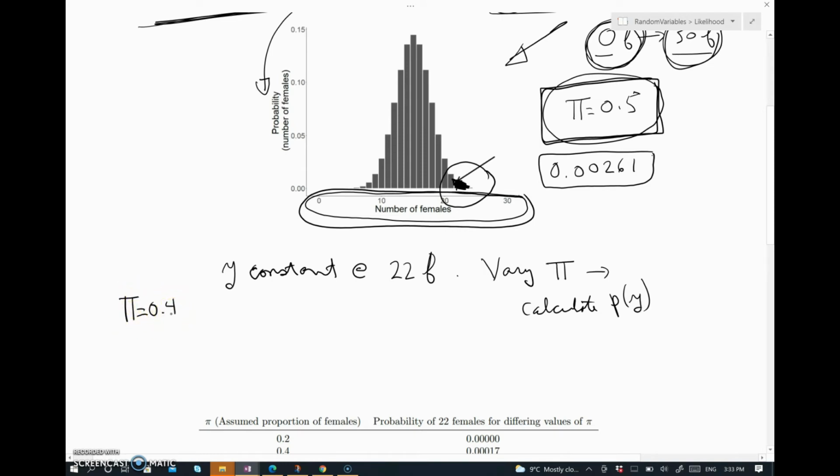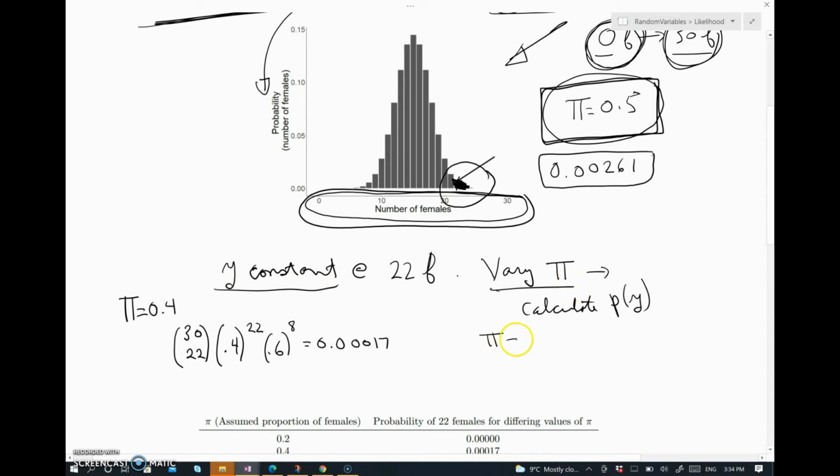So if we think of our binomial, it's going to be 30 over 22. So we're holding Y constant at 22. We're going to set pi equal to 0.4, raised to 22, 0.6 raised to the 8, and that turns out to be 0.00017. Now we can change pi. That's the whole idea. We're going to hold Y constant and vary pi.